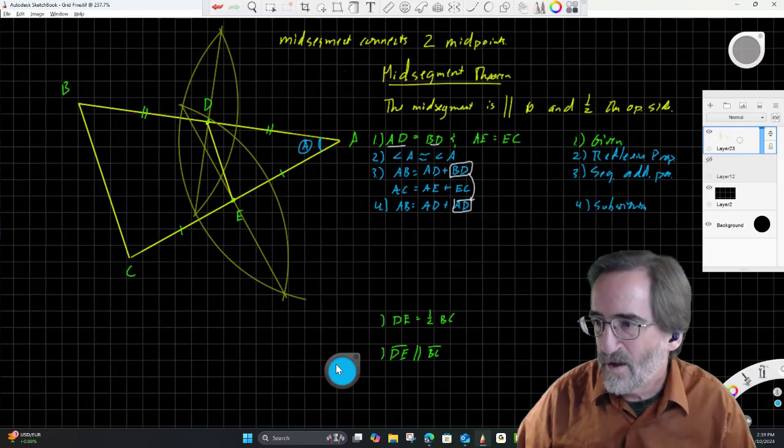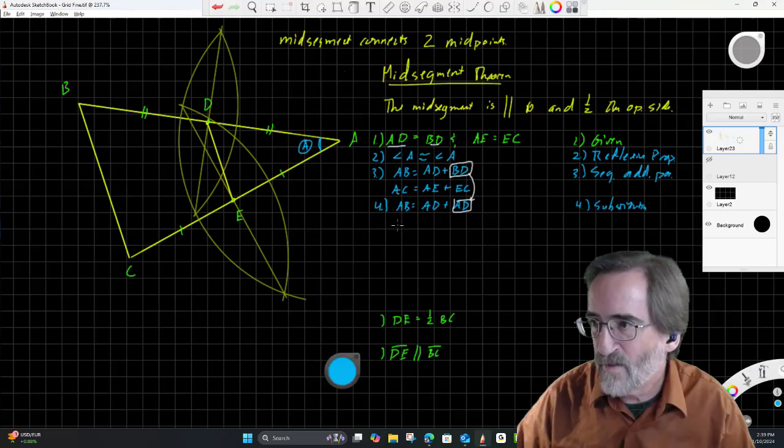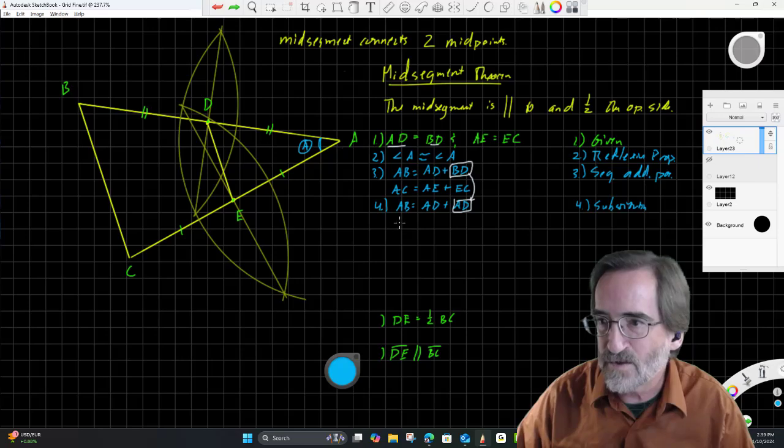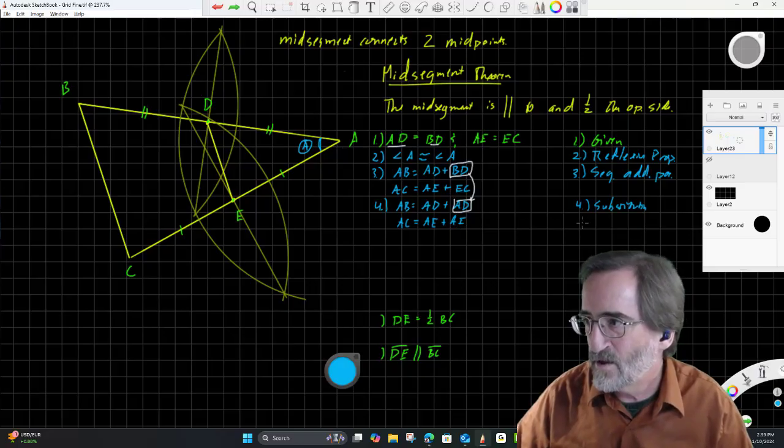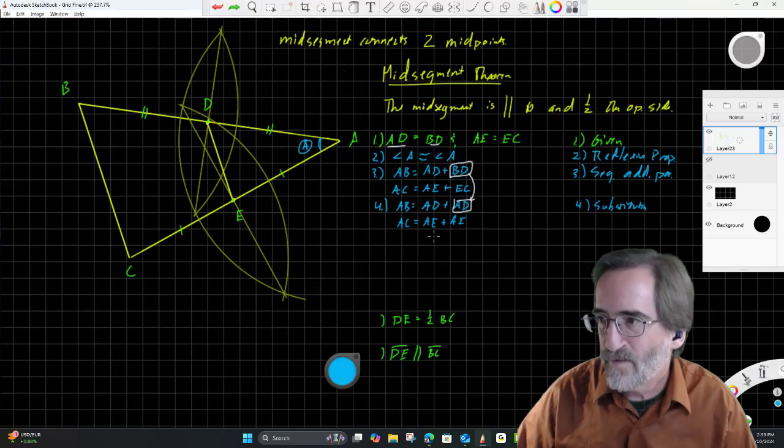Okay, and same step. So what about AC? AC equals AE plus AE. Same thing. AE equals EC, so I traded EC for AE. Substitution. Okay.